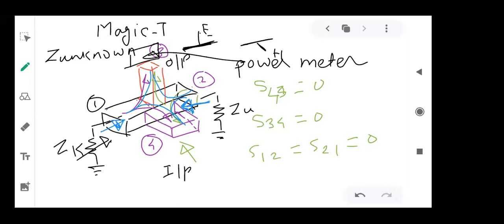Now ZK, as I said, is a bank of resistors, you can say, which can be varied and can be read. So now you can read the value of ZK. Whatever the value of ZK is, the same will be the value of ZU. So the unknown impedance is now known to us. This is one of the applications of the magic T. There are other applications also, but this will be sufficient to understand how to use the magic T.